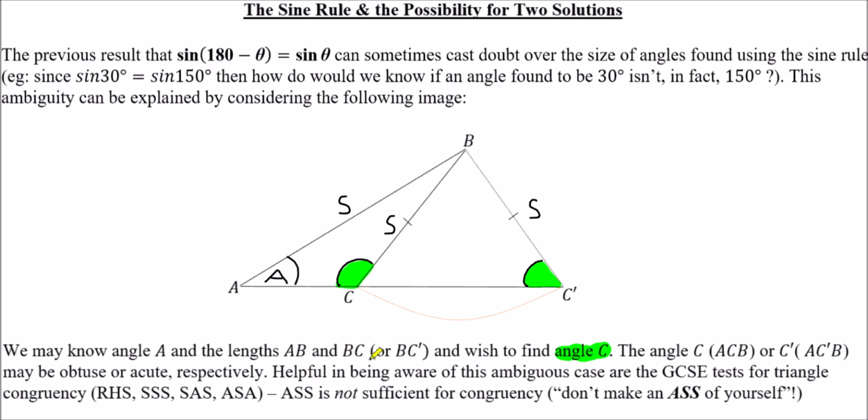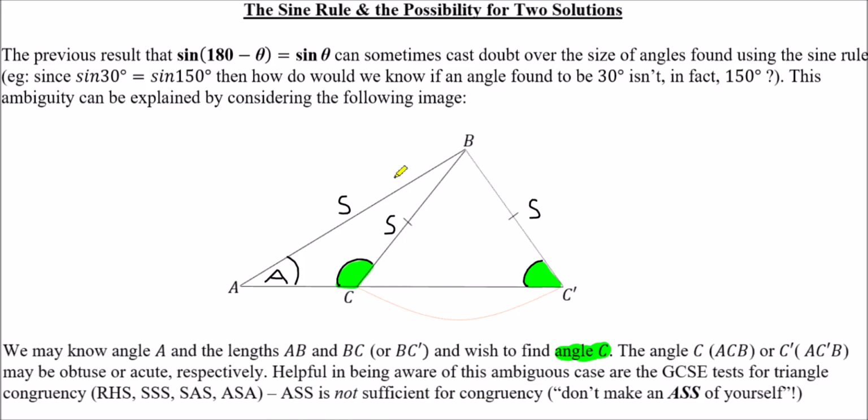So it's helpful being aware of what you should have been taught at GCSE, the tests for triangle congruency. Triangles are congruent if it's a right-angled triangle and you know the hypotenuse and a side; there's only one way that triangle could be made. If you know all three sides of one triangle, and the three sides of a different triangle are the same, they've got to be the same triangle. Side, angle, side is also a test of triangle congruency, as is angle, side, angle. However, angle, a side, then another side in that order is not sufficient for congruency.